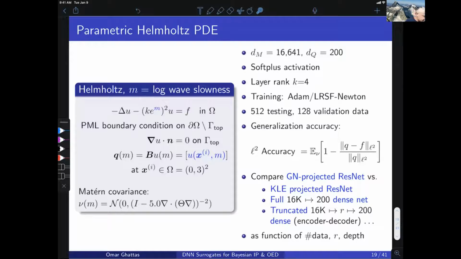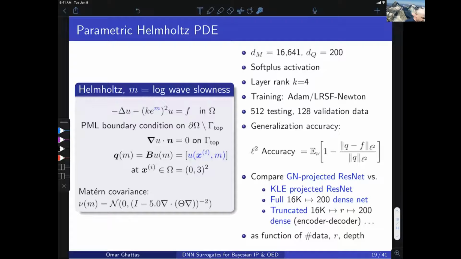So actually that's really quite small. What we're going to see is a 16,000 through the linear subspace. We're going to reduce it, depends on the experiment, to 64 or 48 or in some cases 100. Then we'll have 512 testing, 128 validation, and we'll compute the accuracy in the standard way that it's done. So generalization accuracy over unseen data.